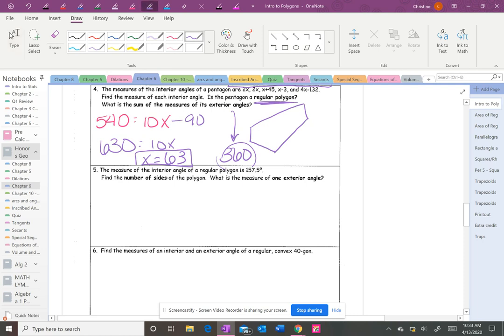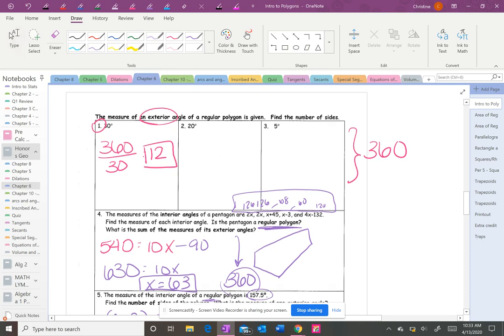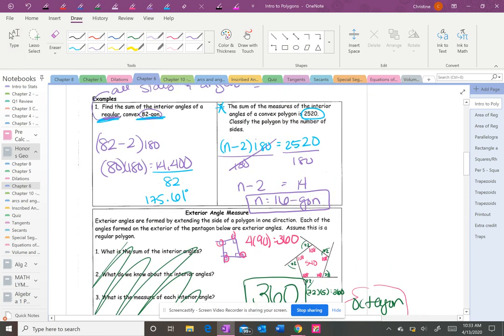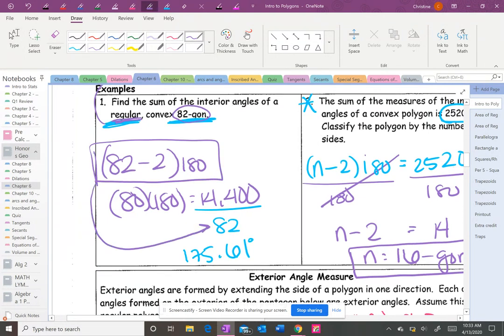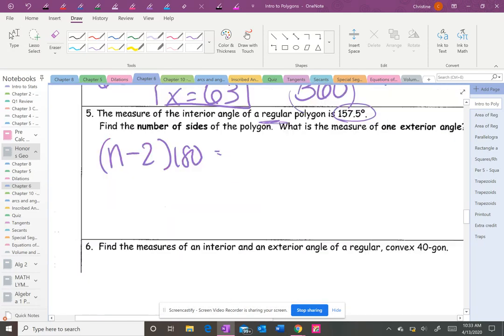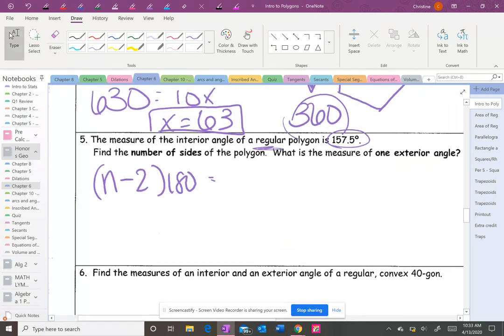The measure of the interior angle of a regular polygon is 157.5. Find the number of sides of the polygon. So again, somebody did this formula. Now, when we did the formula up here, so like for this one, I did this formula, and then I divided by the number of sides, and that told me how many degrees was in one angle.